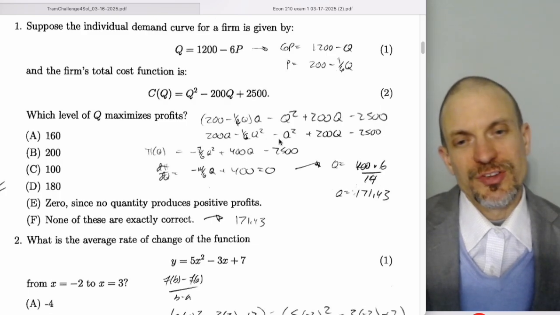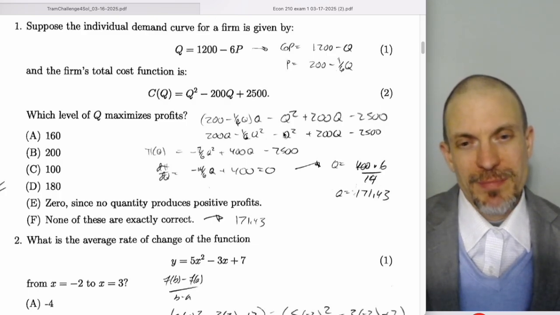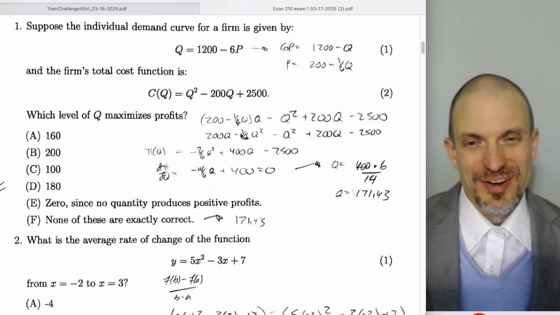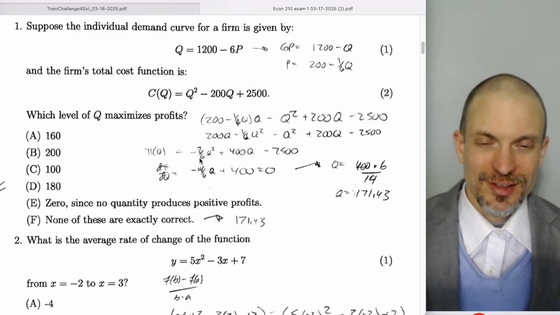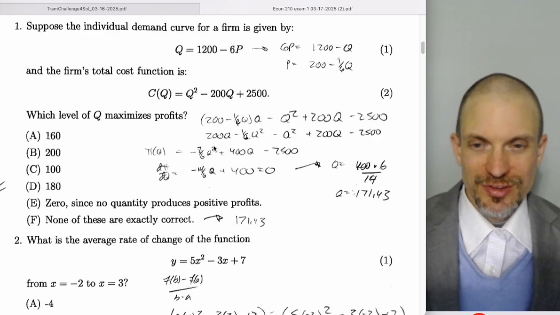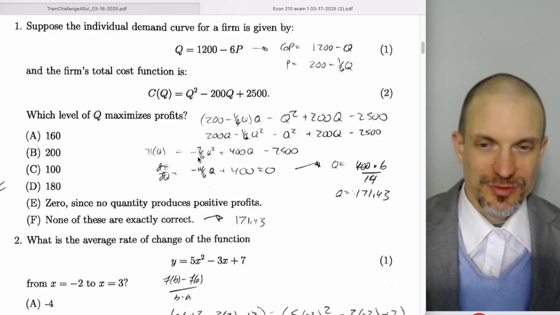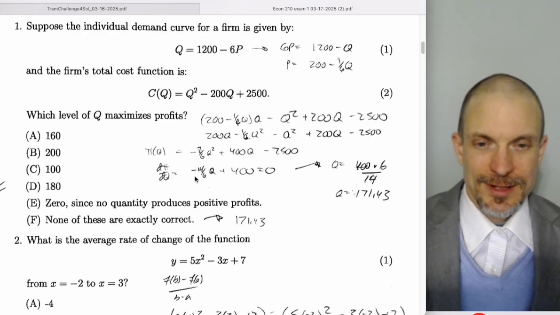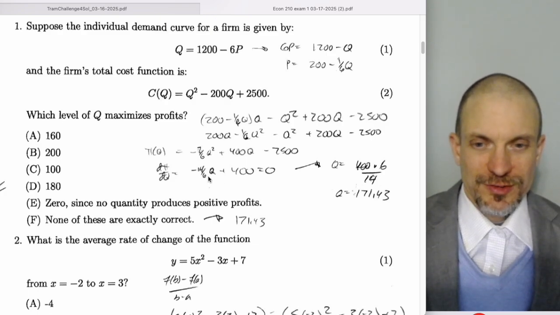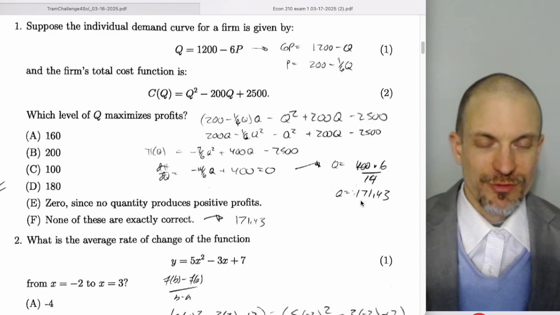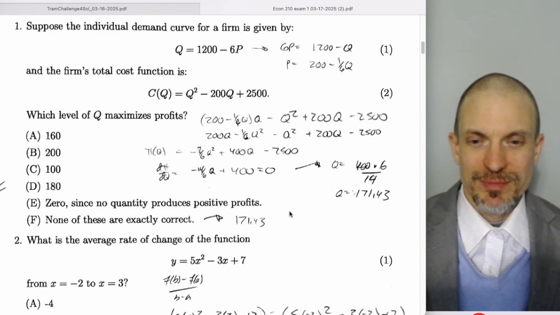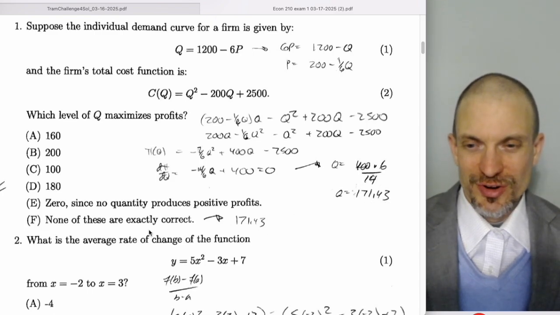You could think of this as a minus 1, and you could think of this as a minus 6/6. So minus 1 minus 6 is minus 7. That's why I wrote this as minus 7/6. Then I can take the derivative real easily. 2 times 7 is 14 divided by 6. The derivative of the other term is just the coefficient, 400. Setting this equal to zero and solving for Q, I get a quantity of 171.43, which was not among our choices. So none of these are exactly correct.